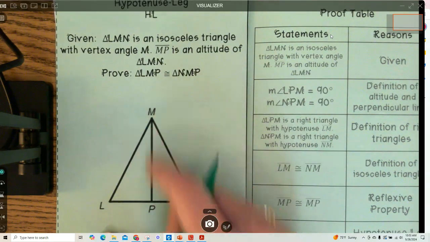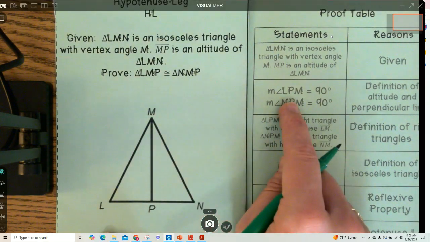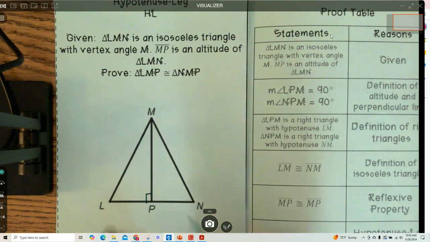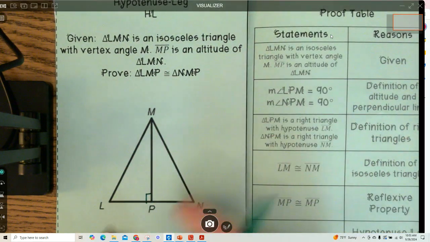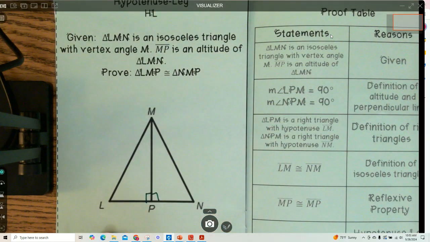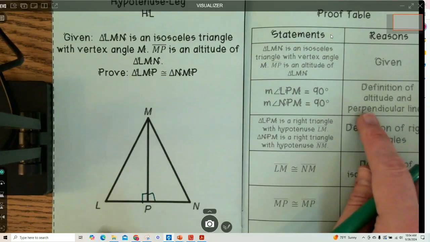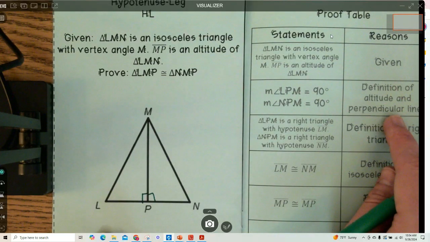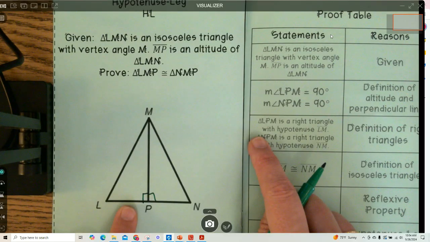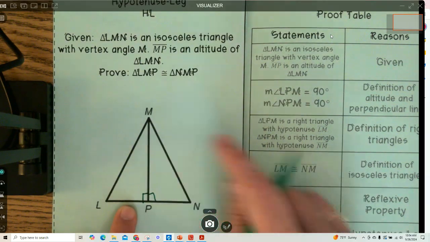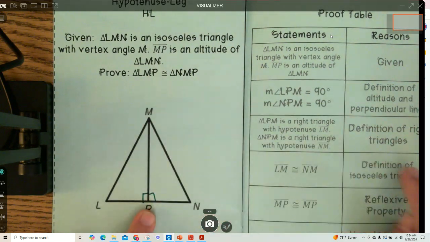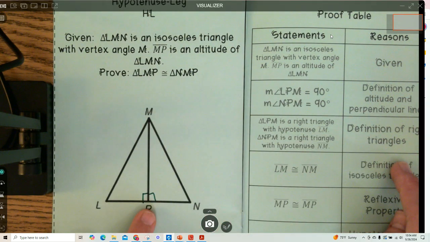Okay, so what we know, if this is an altitude, we know that LPM is a 90-degree angle, and that NPM is a 90-degree angle. Okay? Definition of altitude, perpendicular lines. That's how we know that, those definitions. So LPM is a right triangle with hypotenuse LM. NPM is a right triangle with hypotenuse NM. So that's the definition of right triangles.